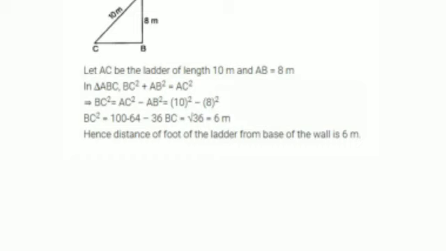Find the distance of the foot of the ladder from the base of the wall. Now students, first we will be having a ladder which is lying along the wall. So its vertical height is 8 meter and the slant height is 10 meter. So here we will apply the Pythagoras theorem, by which we will find the value CB. As you can see in the figure, CB square must be equal to AC square minus AB square. We'll substitute the values and find the base CB, which is coming out as 6 meters.